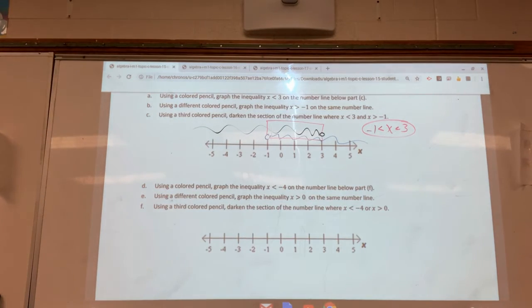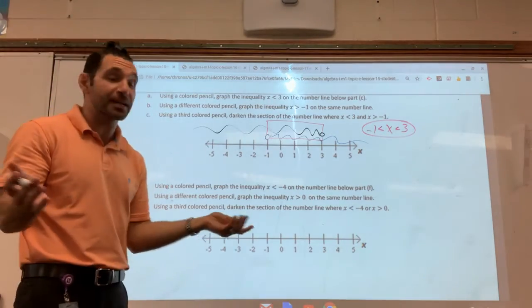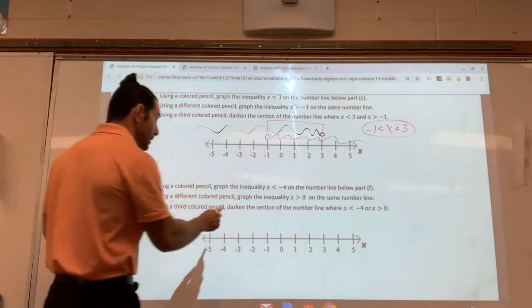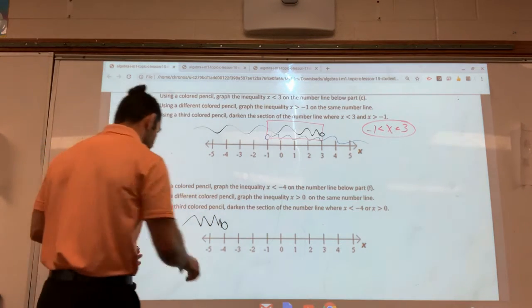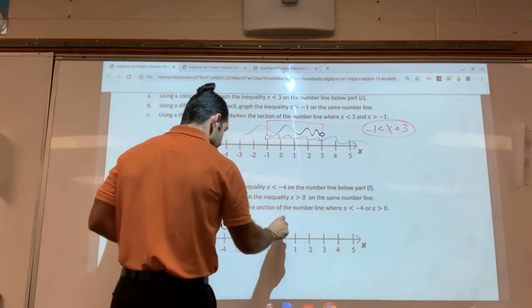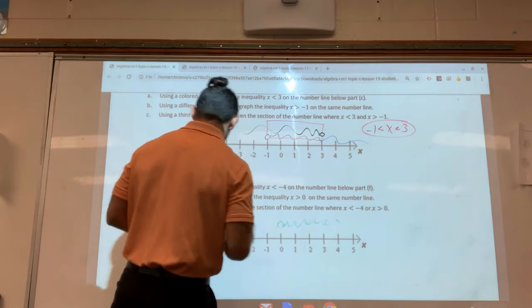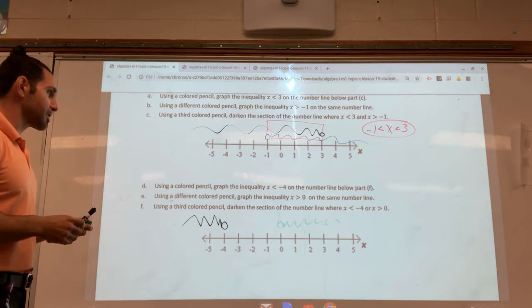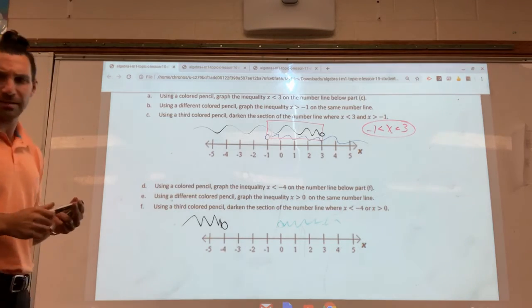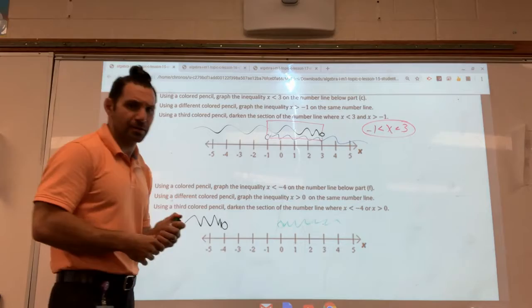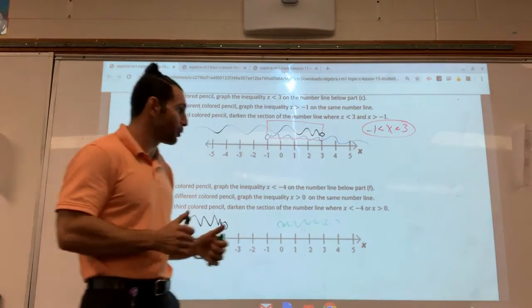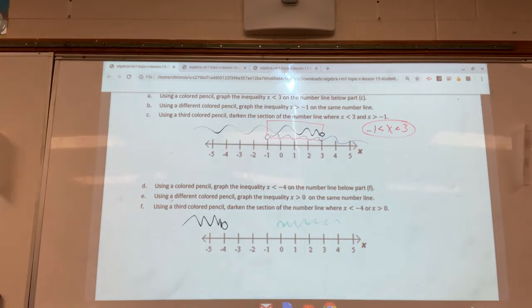So the or matters a little bit differently because you're going to have two separate sets of work. Using a colored pencil, -4, less than. Okay? Different color. 0, greater than. Using a third colored pencil, darken the section of the number line where x is less than -4 or x is greater than 0. Well, it's those specific sections. So you would have to leave this as x is less than -4 or x is greater than 0. You're really not going to do anything else. You have to actually have the word or in there.